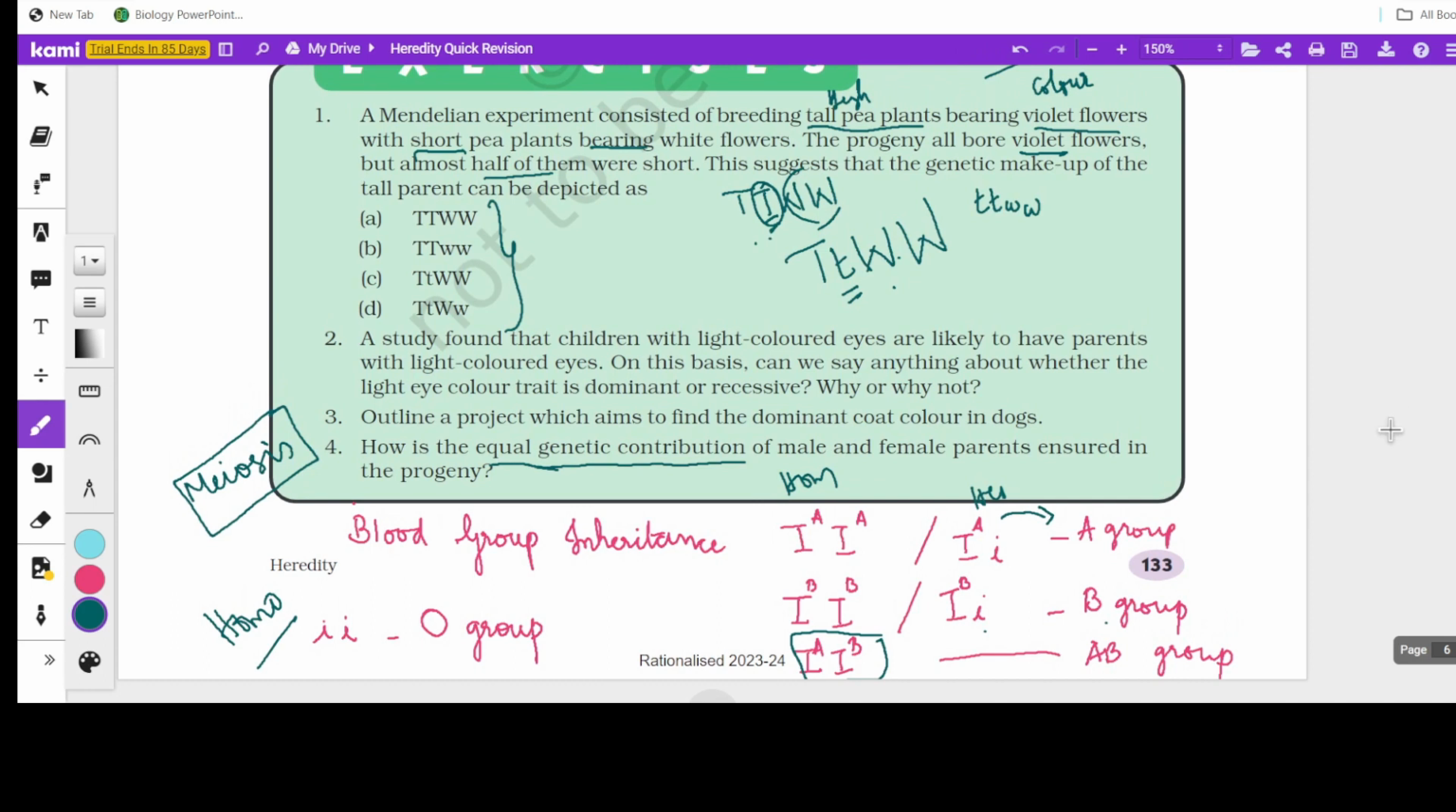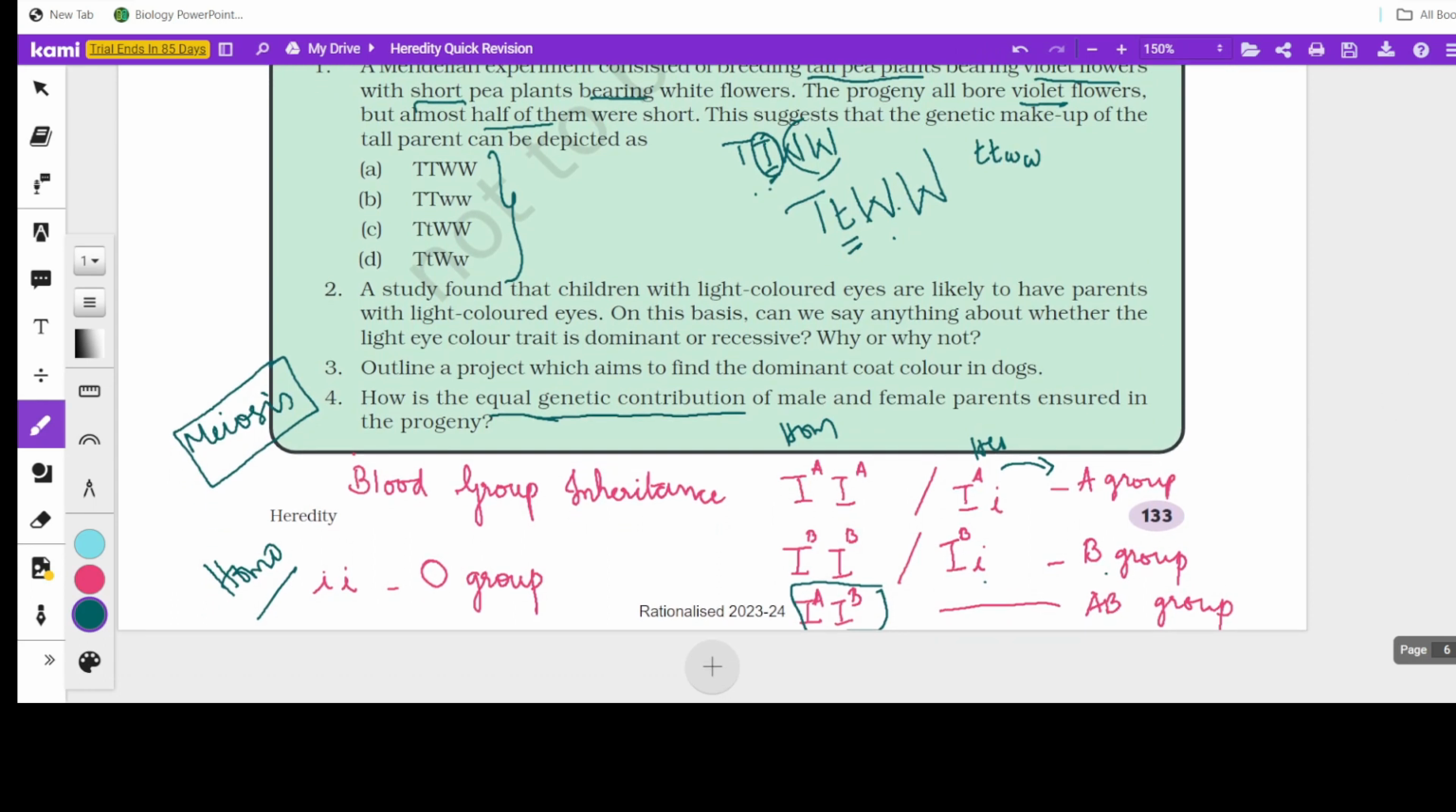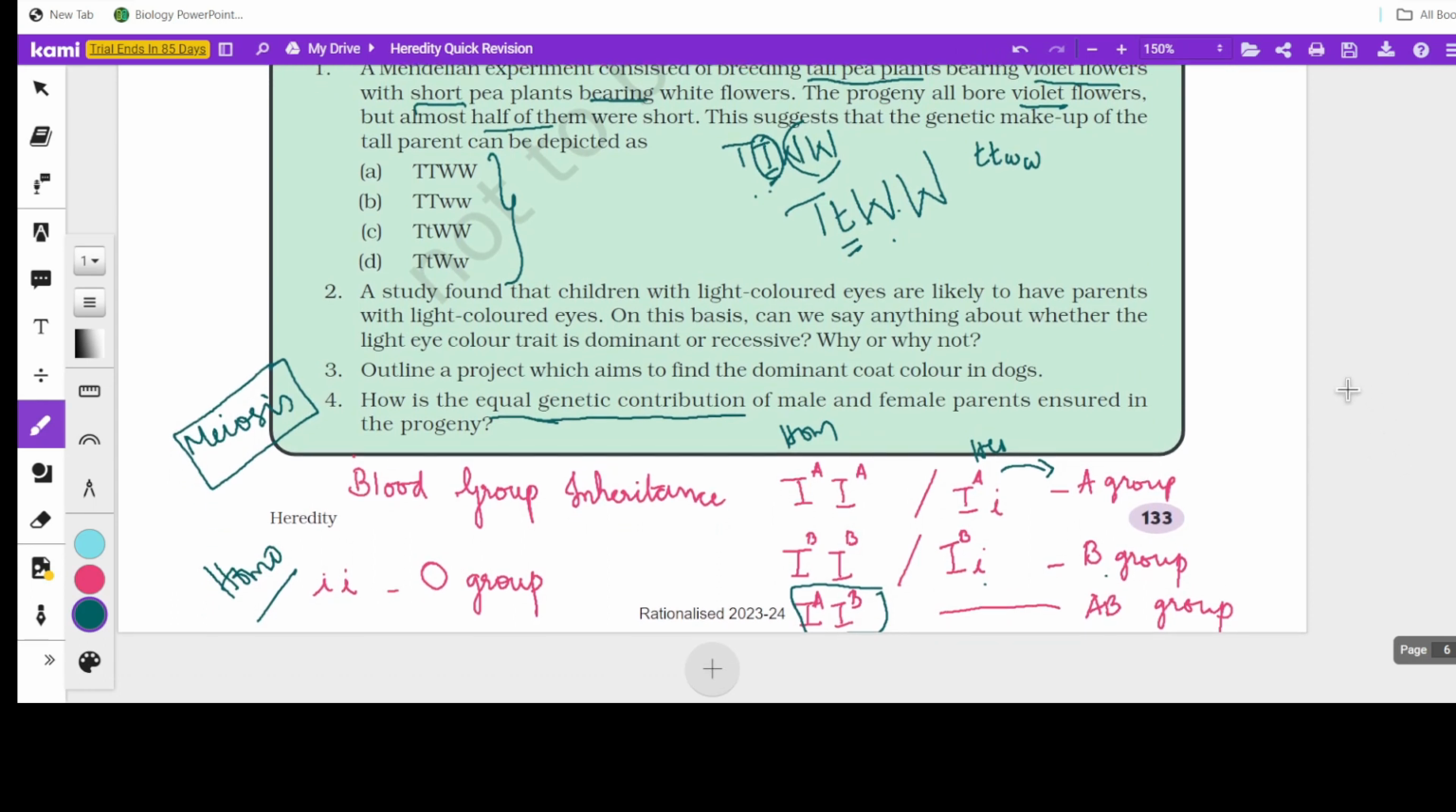Go through it. Understand the concept and try to solve more questions. Rather than learning the theory part from this, try to solve more and more sample questions of this part, sample questions on crosses. Try to understand what kind of question they mean. Got it?